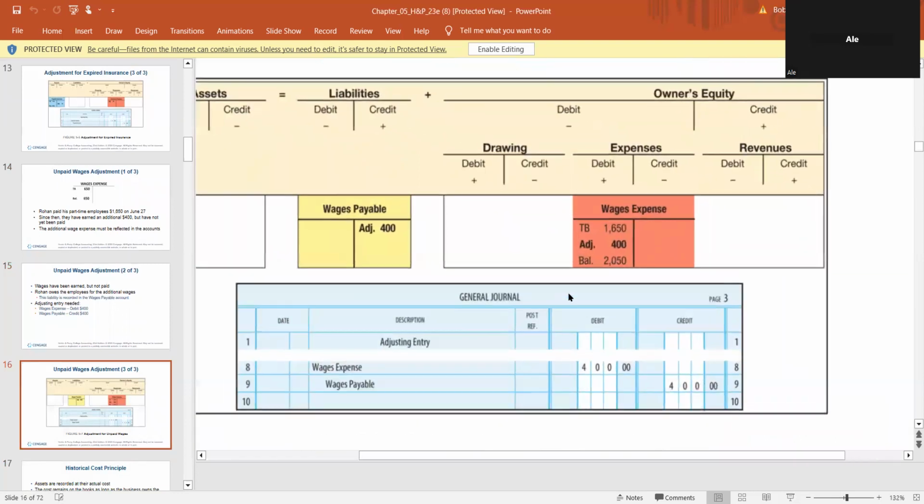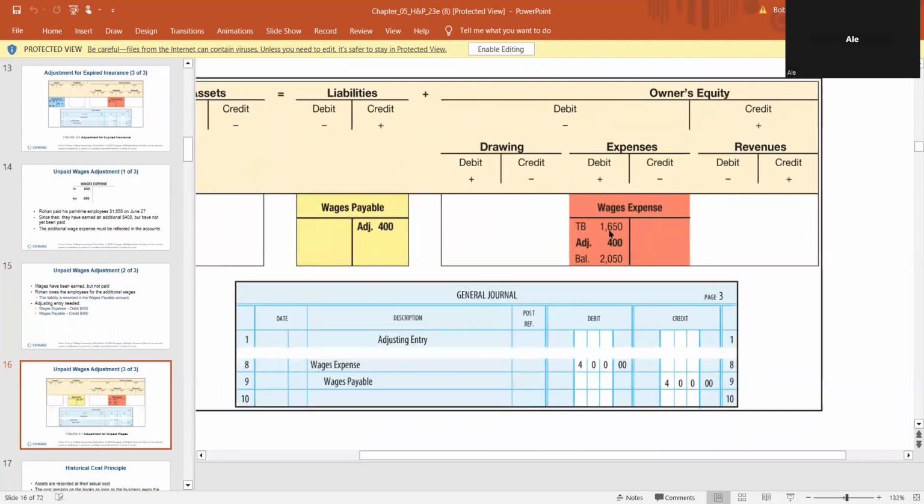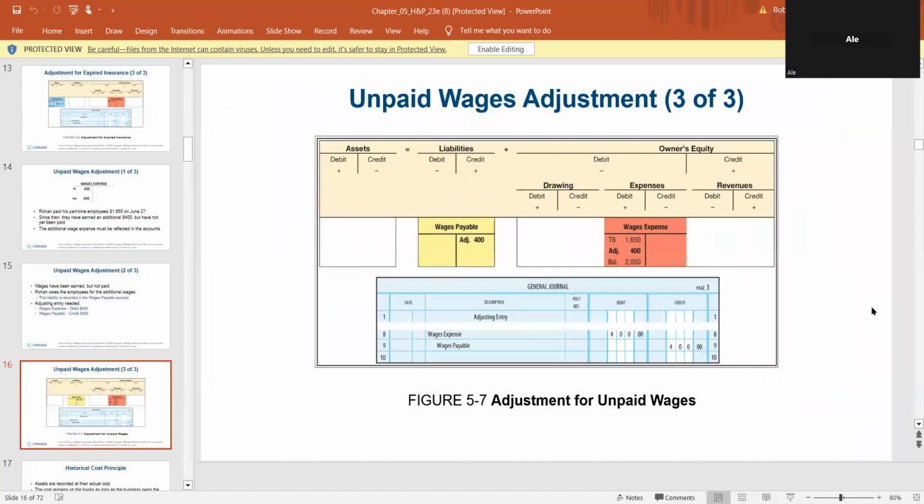So let's take a peek at the expense. Remember, Rohan had already processed $1,650, right? That's the payroll through the 27th. We're done with that. That's paid and gone, huh? The $400 were the hours earned during the last few days of June. We debit wages expense, credit wages payable. Debit wages expense, credit wages payable, okay?